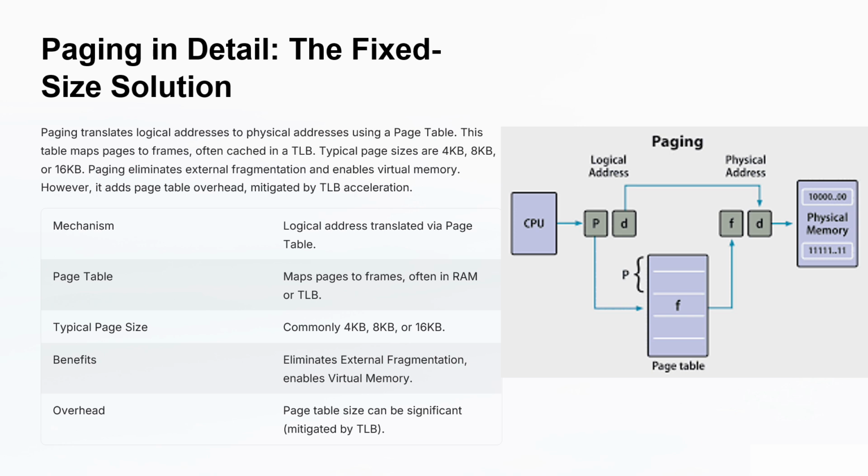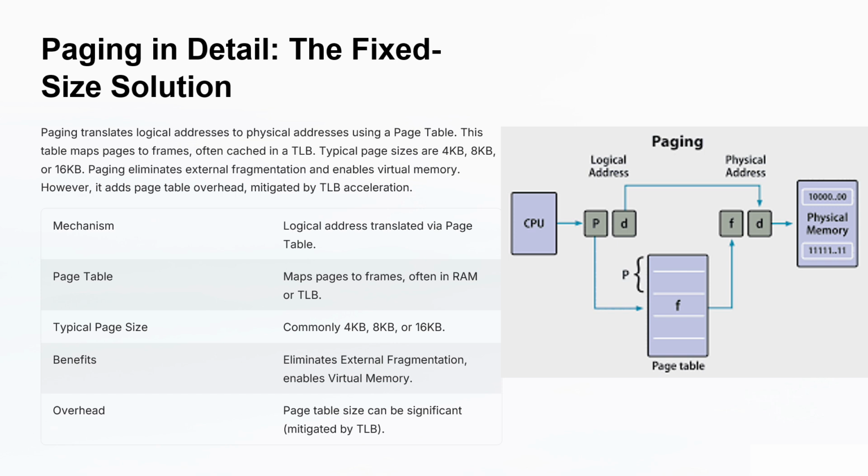In paging, logical memory is divided into pages and physical memory is divided into frames. Here the size of a page is equal to the size of a frame. A page table maps each page to a frame. To speed up access, the CPU uses a cache called the TLB, translation look-aside buffer. It is used to store recently accessed page entries. Typically, page sizes are 4 KB, 8 KB, or 16 KB.